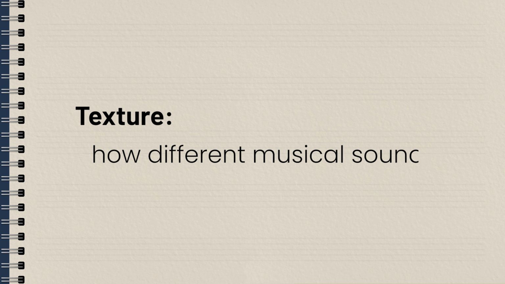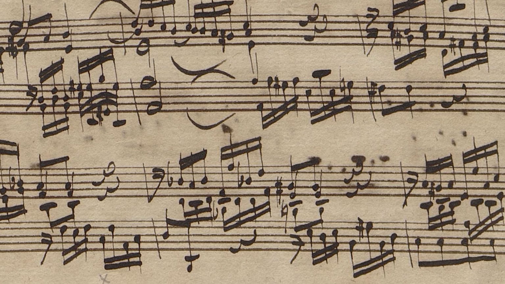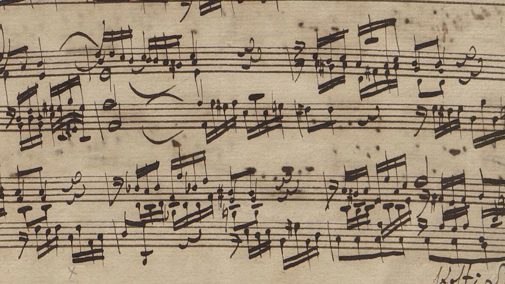Now let's explore the concept of musical texture, which refers to how different musical sounds and melodic lines are combined. This combination shapes the overall sound of a piece, creating its richness and complexity. There are three main types of musical textures.